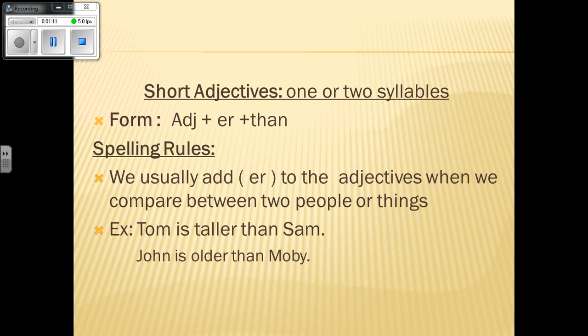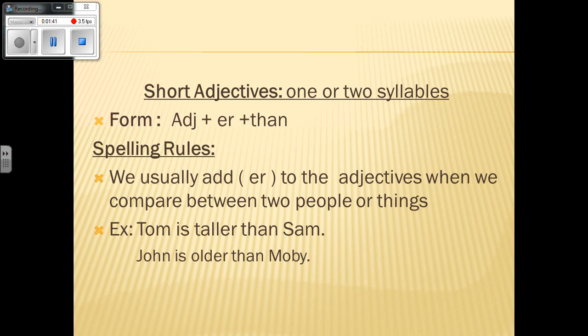Say it slowly. Tall. It's only one syllable. You can't cut it into two parts. Old. It's only one syllable. You cannot cut it into more than this. Okay? But let's, for example, say the word stupid. Stupid. Say it slowly. Stupid. So I can cut it into two parts. So it has two syllables.